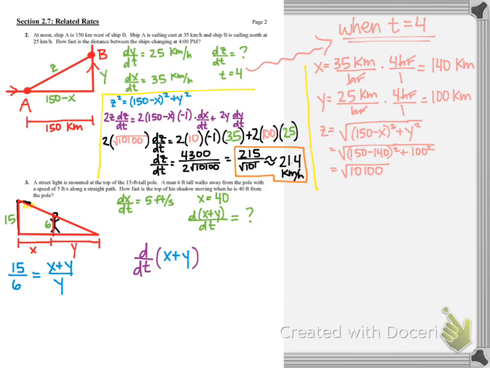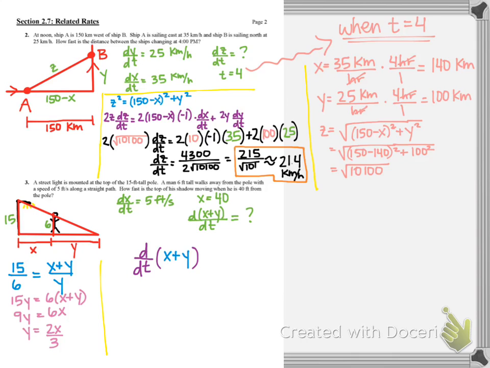And I'm setting this up with the smaller triangle compared to the bigger triangle. If I simplify this, I get 15y equals 6 times the quantity x plus y, ultimately leaving me with y equals 2x over 3. So what happened in that second step, if I lost you, is I distributed the 6, so that would be 6x plus 6y, and then subtracted 6y from both sides. So I know that y is 2x over 3.